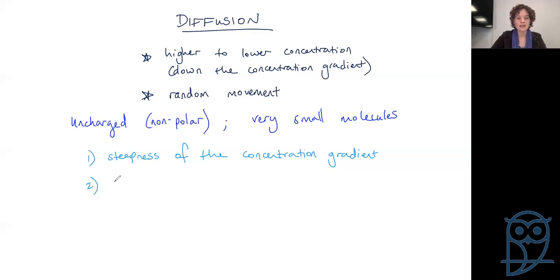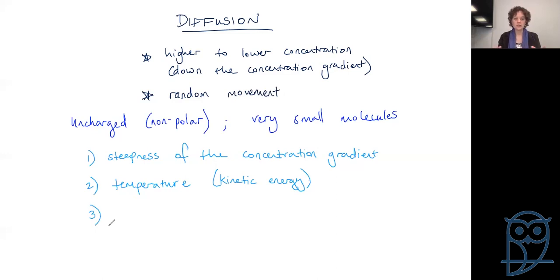Okay, other factor, temperature. We've said that this is random movement. It's a random movement as a result of kinetic energy. Kinetic energy increases with temperature. So the more temperature you have, the more movement you have, the more diffusion you have. You don't have to get into the ins and outs of the chemical and physical level at this point. We're just understanding that it is random motion, and random motion increases as temperature increases.